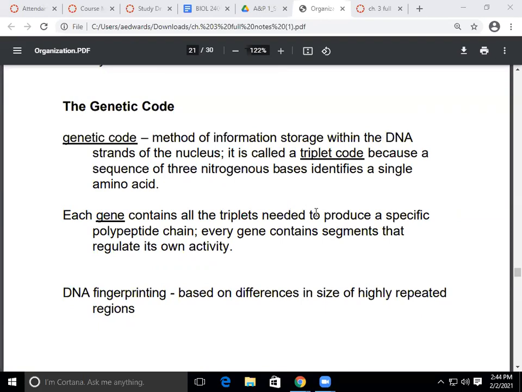All right, and every gene has segments that are going to regulate the activity of that same gene and the protein that it makes. So just like your fingerprints are markers that identify people, you have DNA fingerprints, and these are essentially based on how many repeats of certain sections of your DNA you have. And that can be a marker for different genes, different people, things like that.